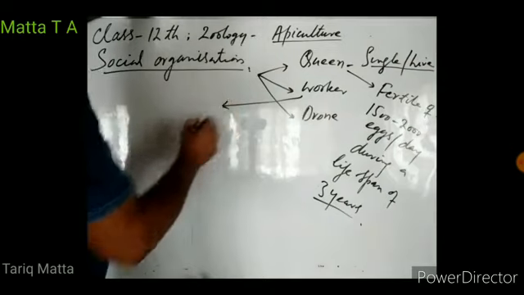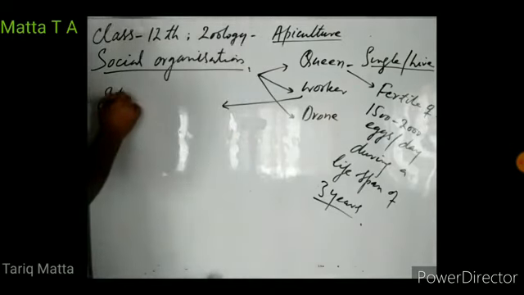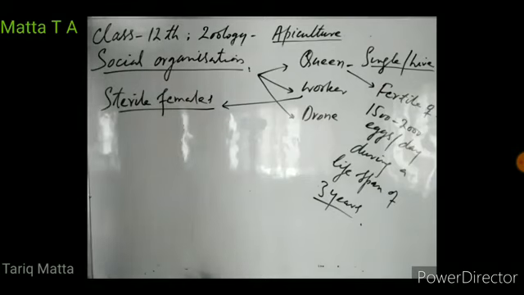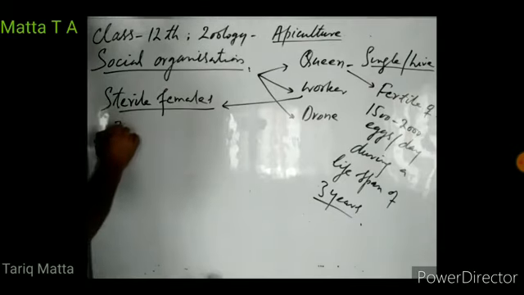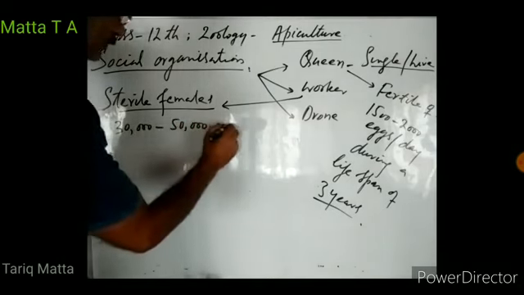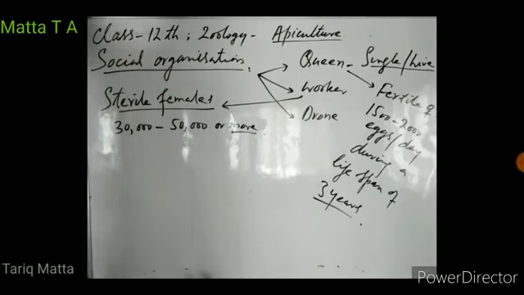Then we have workers. These workers are sterile females. So workers are also females, but they are sterile. They cannot produce eggs, right? The number of workers per hive may range between 30,000 to 50,000, or sometimes more, up to 80,000. In a hive, there is a single queen, but the most numerous individuals in the beehive are the workers.